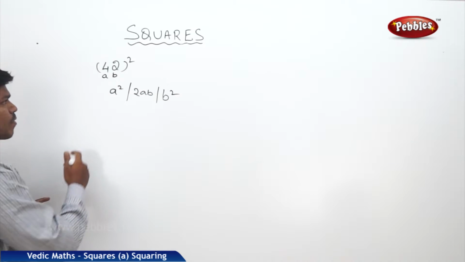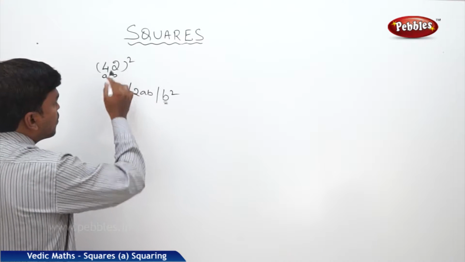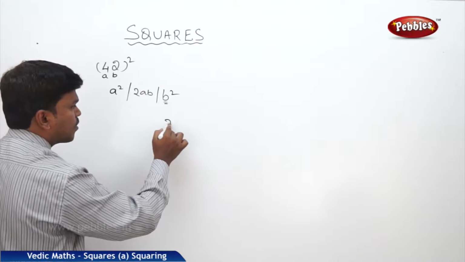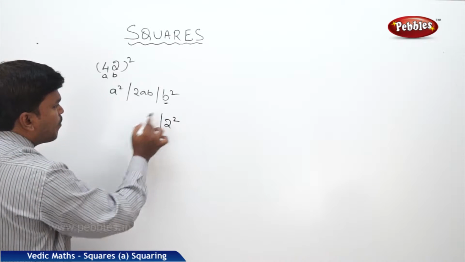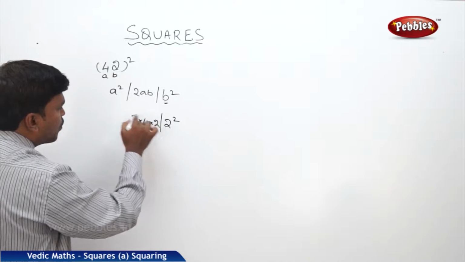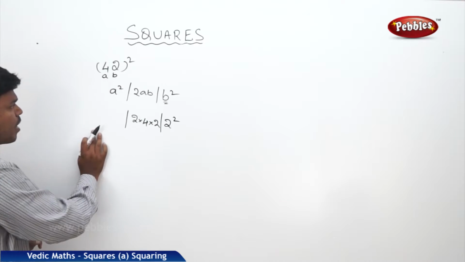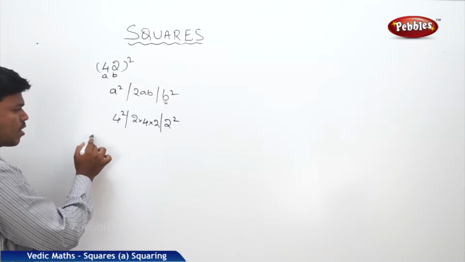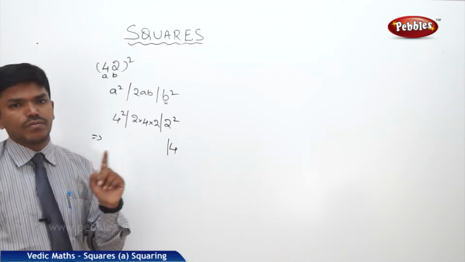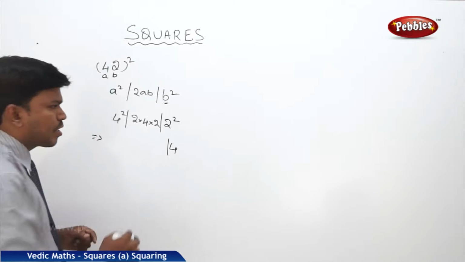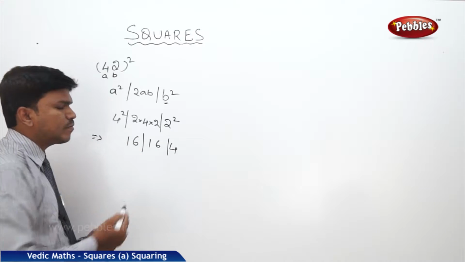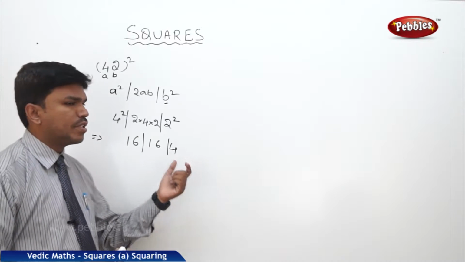Now just substitute the values here. Start from the right side. In the place of B, what is there? 2. So B square means 2 square, which is 4. 2AB, that is 2 into A value 4 into B value 2. 2 4s are 8, 8 2s are 16. Now A square is 4 square, which is 16. So we got 16, 16, 4.